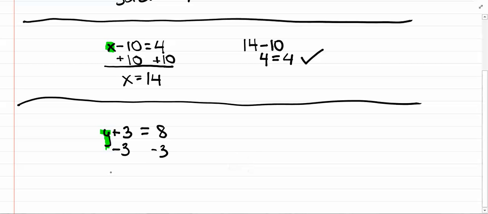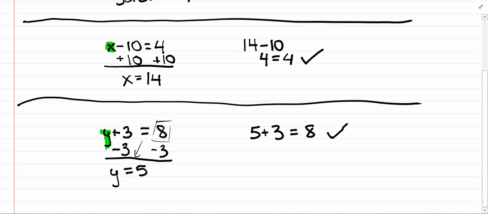And we get y, because this plus 3 and minus 3 cancel out, so y is by itself. We bring down the equal sign. And then 8 minus 3 is 5. So again, all this says is that if we plug in 5 for y, this whole statement will be true. And let's test it. 5 plus 3 is 8. And what did it say? It said that we should have gotten 8, so it is true.